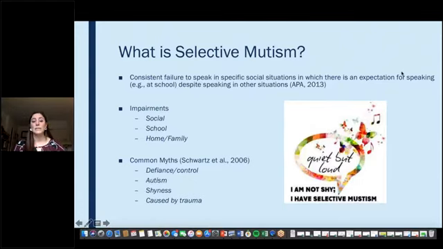The last thing is that there are some misconceptions around selective mutism being caused by trauma. So that's not to say that there are not cases of comorbid selective mutism and PTSD, or a kid having experienced trauma, but certainly there's no causal effect there.